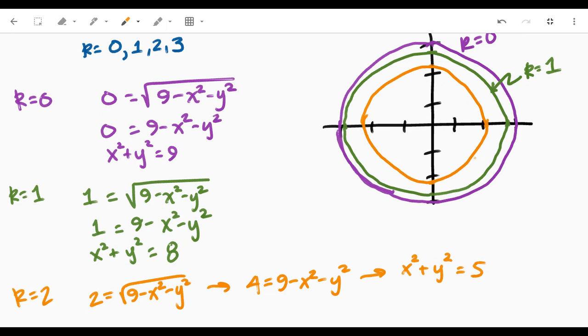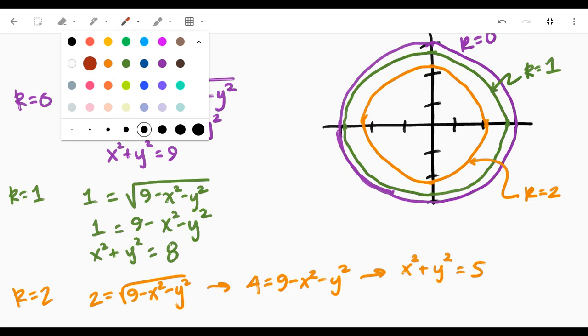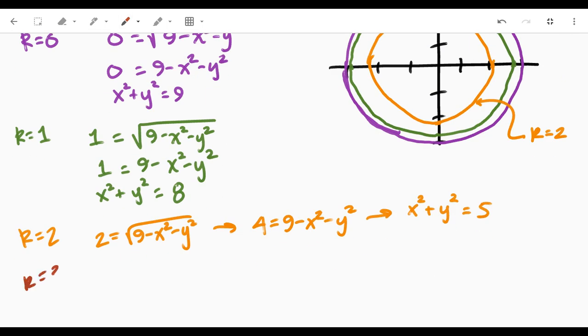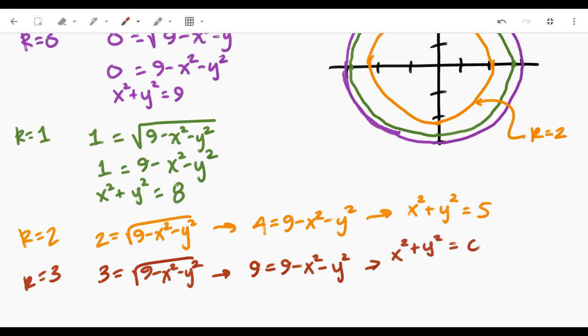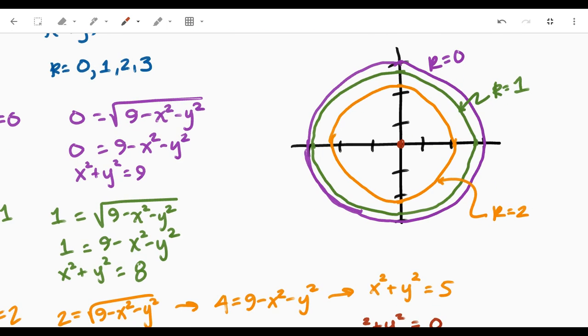Okay, so there's your level curve at k equals 2. And then finally, your level curve at k equals 3. So we would have 3 equals the square root of 9 minus x squared minus y squared. 9 equals 9 minus x squared minus y squared. So we'd have x squared plus y squared equals 0, which is a point. So your level curve when k equals 3 is just the point.